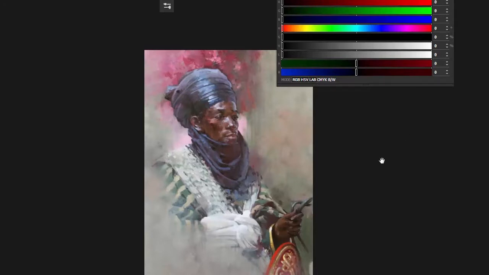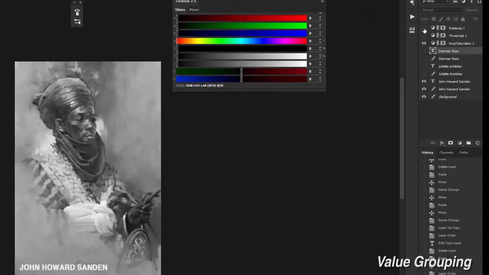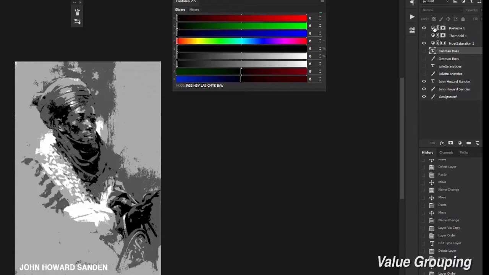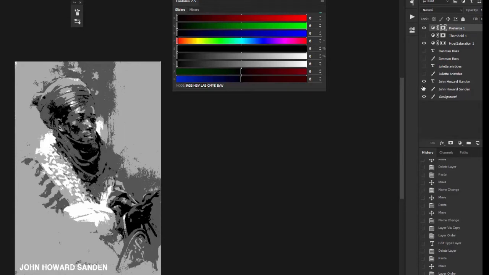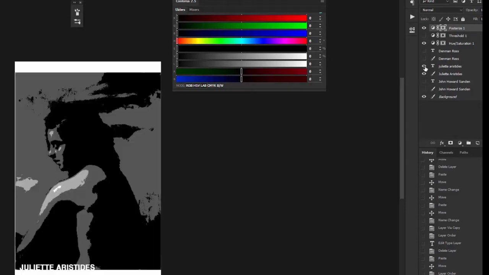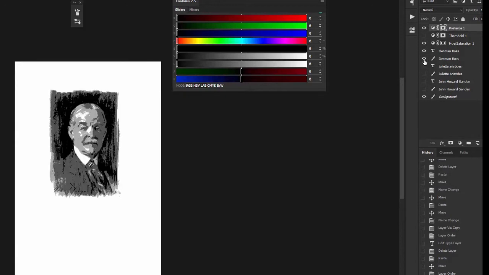So John Howard Sanden has this painting. Let's look at it in value. Yes, it makes sense. And if you bring it down to 4 values, here I turn on a posterize filter, and this brings it down to 4 values, the image still makes sense. If we look at some of Juliette's work, her image still makes sense in 4 values. If we look at Denman Ross's work, even his pencil sketch makes sense in 4 values. It's not about how many values he's used, it's all about the value grouping.